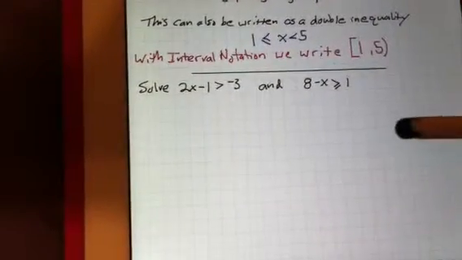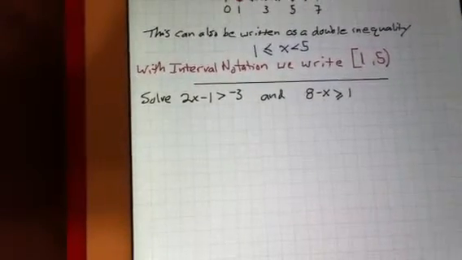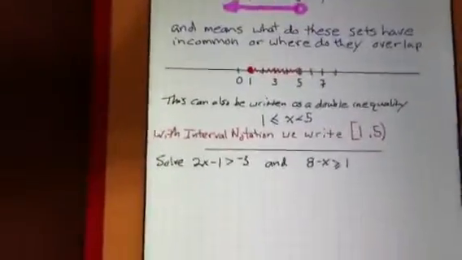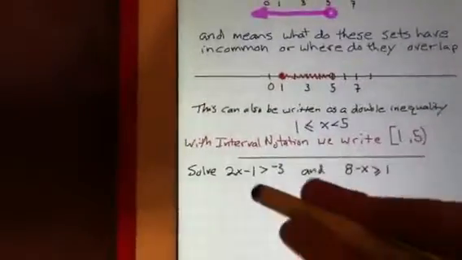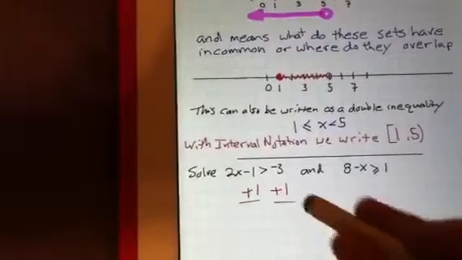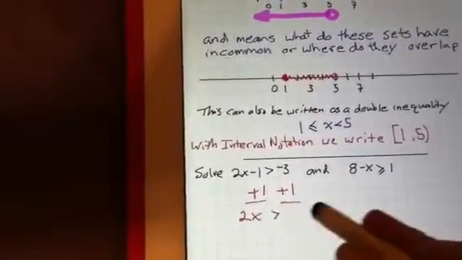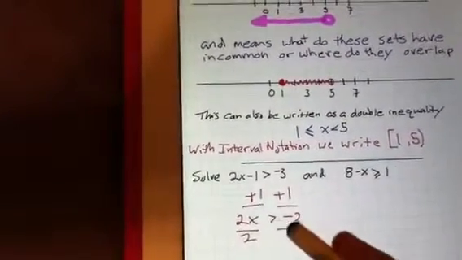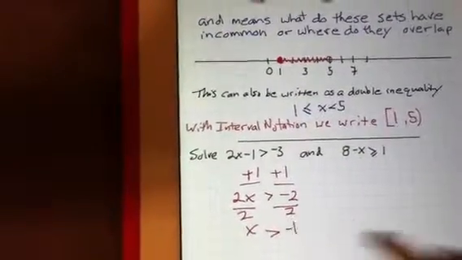So let's solve this compound inequality. So first I have to break each one down to a simple inequality with just x on each side. Okay, so let's see. For the first one I would add 1 plus 1 plus 1, and that's going to give me 2x is greater than negative 2. Then I'll divide by 2, and so I get x is greater than negative 1.